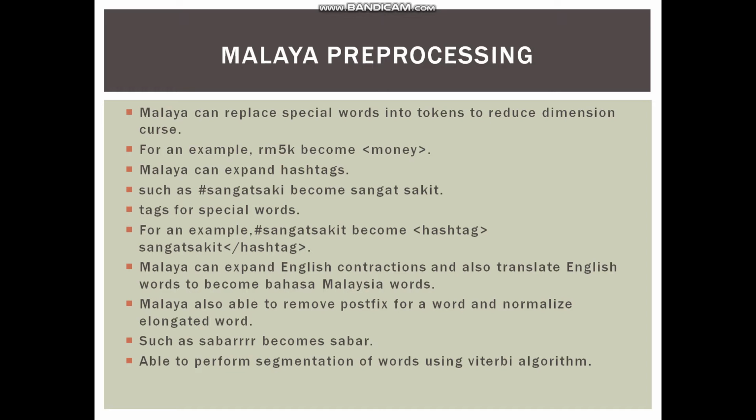So now we will talk about Malaya pre-processing. Malaya pre-processing can replace special words with tokens to reduce the curse of dimensionality. For example, 5k will become a money token, so it will reduce the dimension. Then Malaya can expand hashtags, such as hashtag sangat sakit becomes sangat sakit, and add tags for special words. For example, the words sangat sakit will be inside the hashtag tag. Then Malaya can expand English contractions and also translate English words into Bahasa Malaysia words.